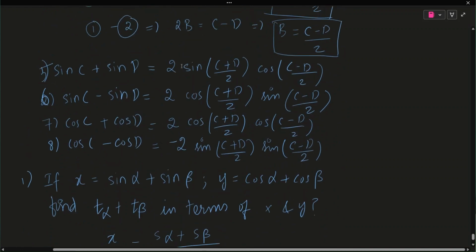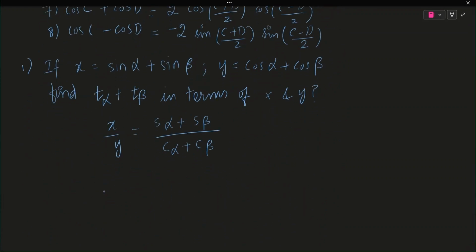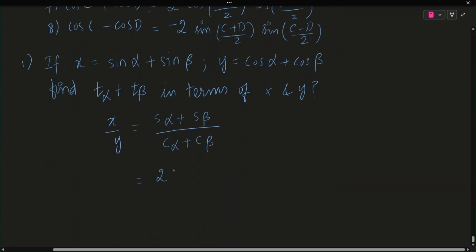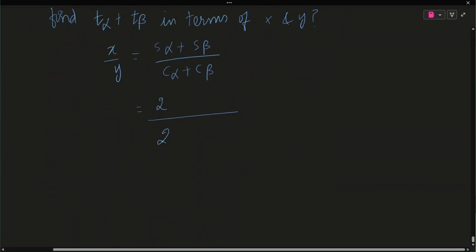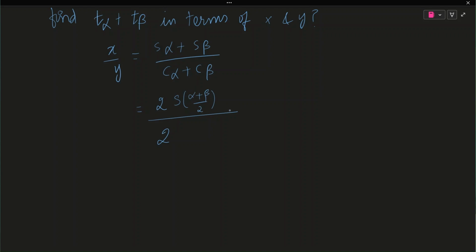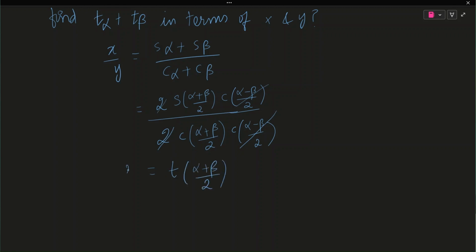So I would get, okay, let's substitute for better understanding. 2 and 2, numerator: sine of alpha plus beta by 2 and cos alpha minus beta by 2. And here I would get cos of alpha plus beta by 2 and cos of alpha minus beta by 2. So both get cancelled and 2 gets cancelled. So I would end up getting tan of alpha plus beta by 2, which is x by y.